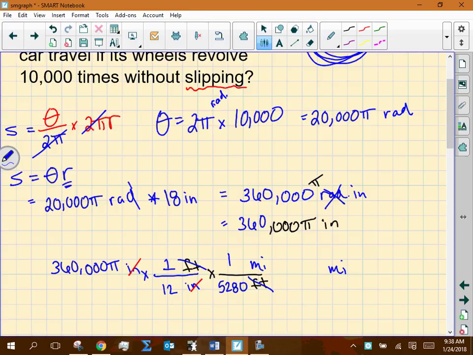Okay? So if you took, here's the thing, 12 times 5,280, there's 63,360 inches in every mile, right? Most people are not going to memorize that. Most people don't know that's common knowledge. So it's just more convenient to do it this way.